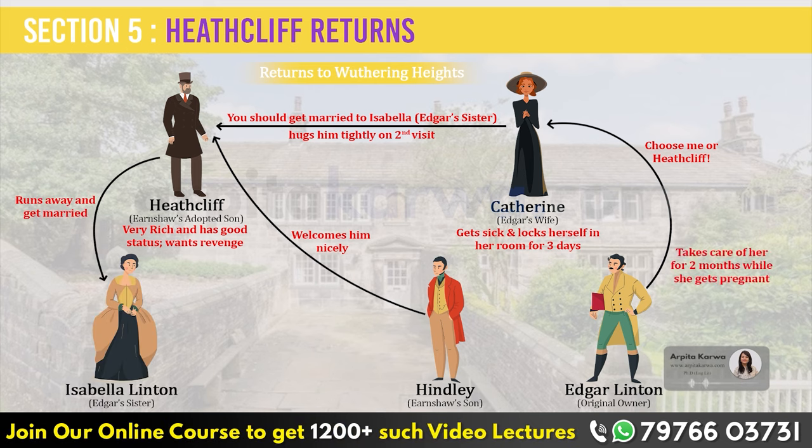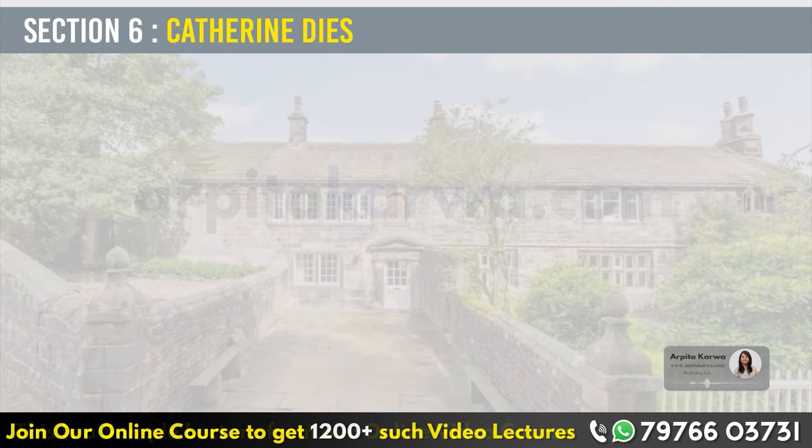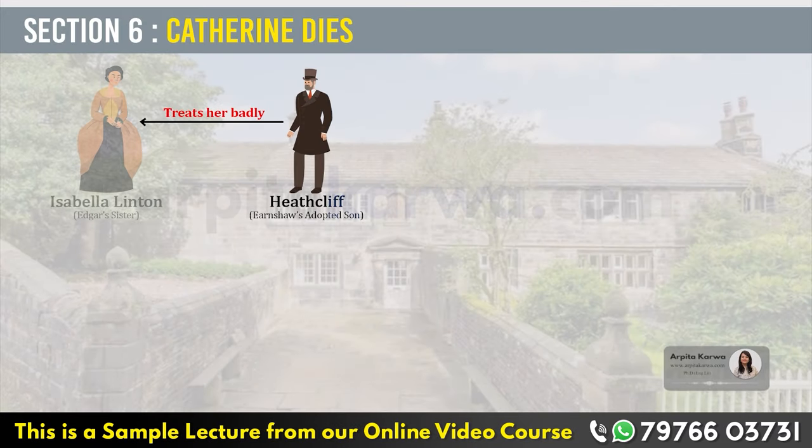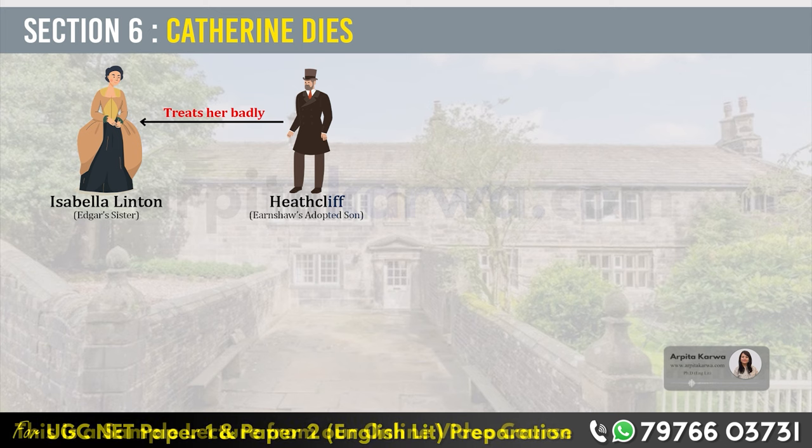For the next 2 months, Edgar took care of Catherine. She got pregnant and remained unwell. Now what happens is, after getting married, Heathcliff ill-treated Isabella. Now you must be thinking, what did she do? You're right, she did nothing. Isabella could not even get back to Edgar.